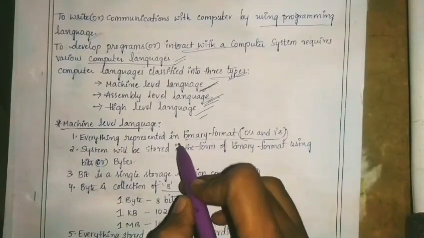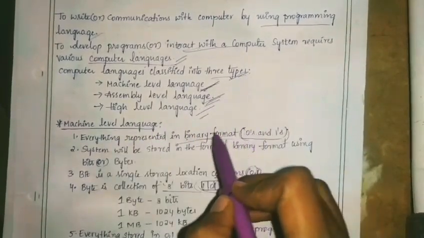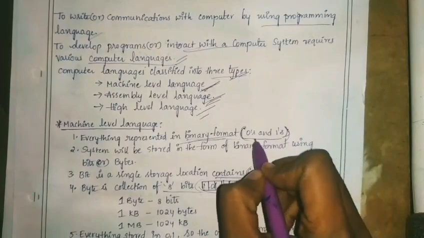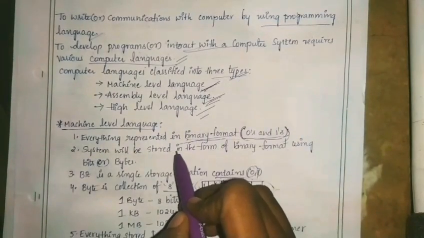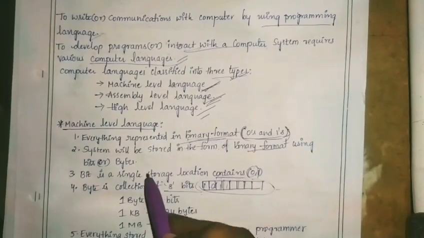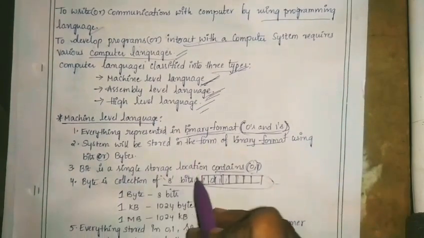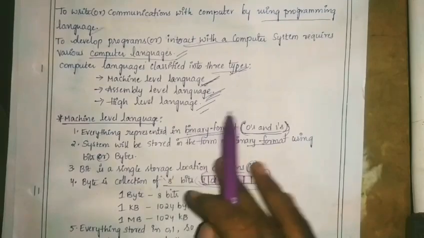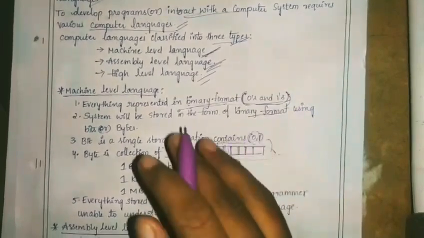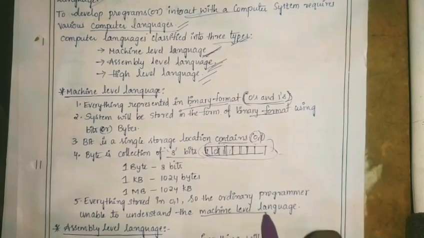Everything is represented in binary format. It means the machine stores all the things in binary format. Binary format means it is a combination of zeros and ones. The system will store it in the form of binary format using bits or bytes. A bit is a single storage location that contains 0 or 1, and a byte is a collection of 8 bits. Here everything is stored in 0 and 1. So an ordinary programmer like us is unable to understand machine level language.